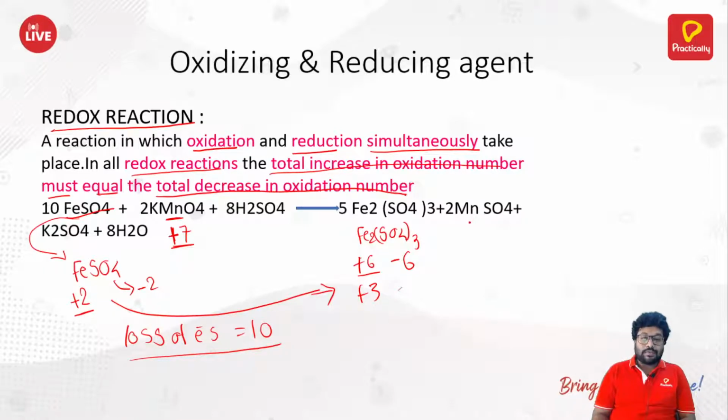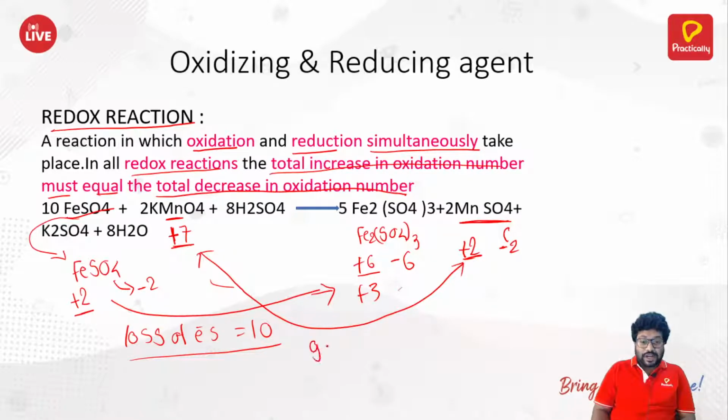And the oxidation state of manganese here, again manganese is with the sulfate, right? So if the sulfate is in a -2, manganese has to be in the +2. So each manganese atom has come from +7 to +2. That means each manganese atom has gained 5 electrons. And how many manganese atoms are there? 2. And therefore, total gain of electrons is also 10.